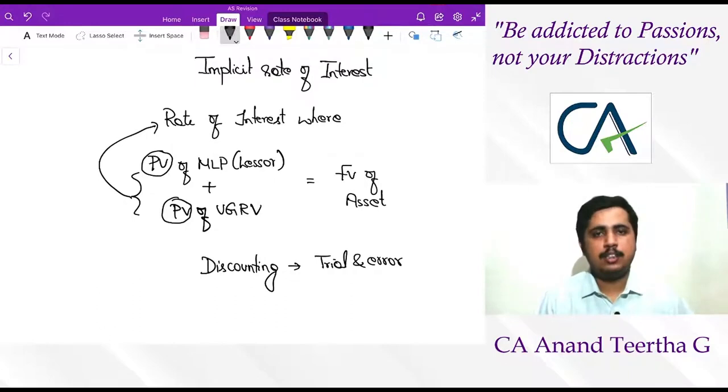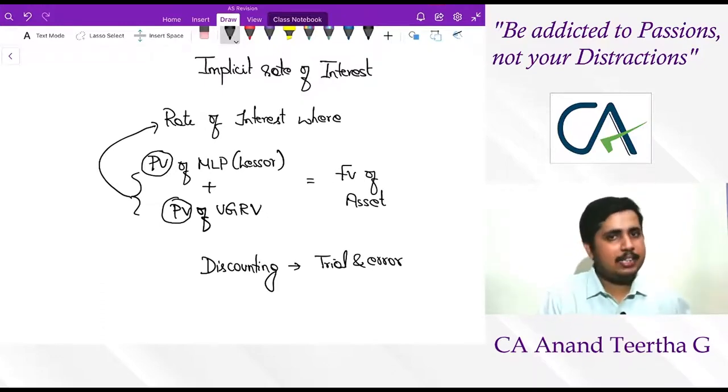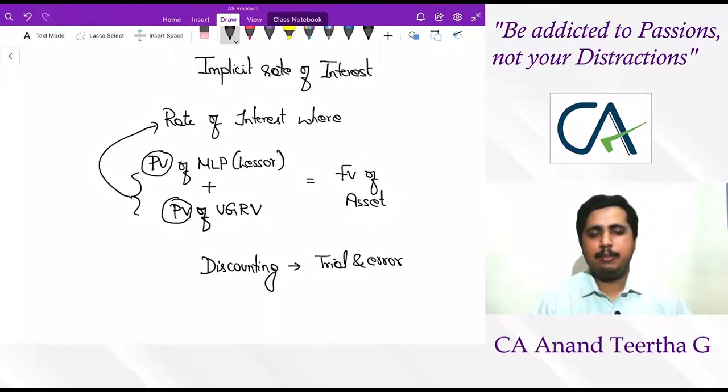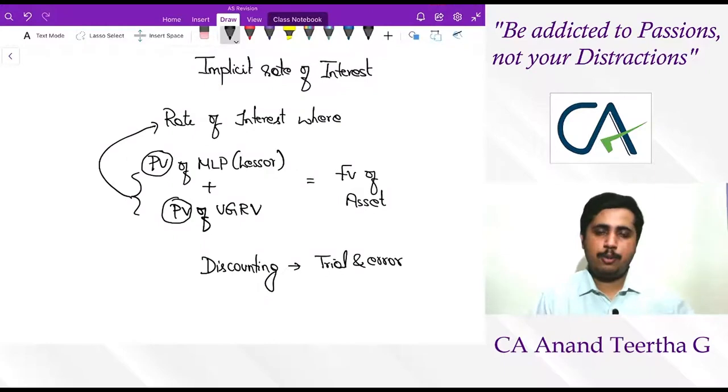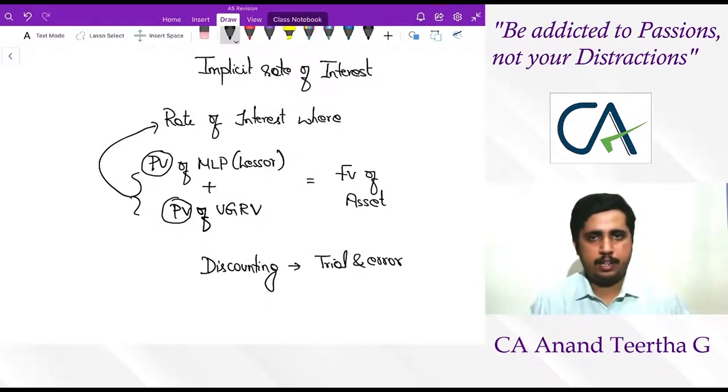So you have to first assume the rate. Accordingly, when you apply it on the present value of minimum lease payment lessor and UGRV, one amount will be more than fair value and one amount will be less than fair value. Then interpolate using the formula and you get your interest rate. So this is similar to the IRR calculation you normally do. That is how the implicit rate of interest will come. That rate will be considered for finance charge under lessee books and finance income under lessor books. So in both the books we use the implicit rate of interest. This is how that rate will be calculated.